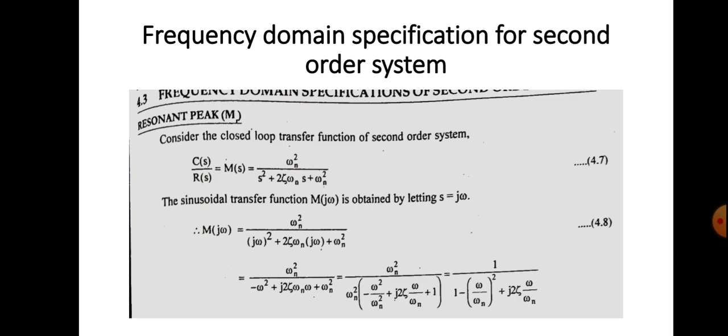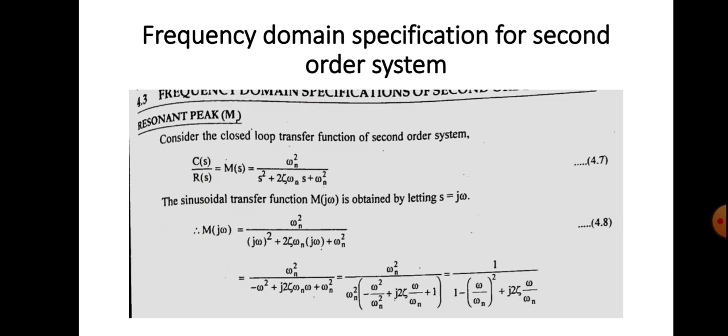So these are the frequency domain specifications. Next we will find the frequency domain specifications of the second order system, each one separately. First we will consider the resonant peak Mr. What is resonant peak Mr? Resonant peak is the maximum value of the magnitude of the closed loop transfer function.